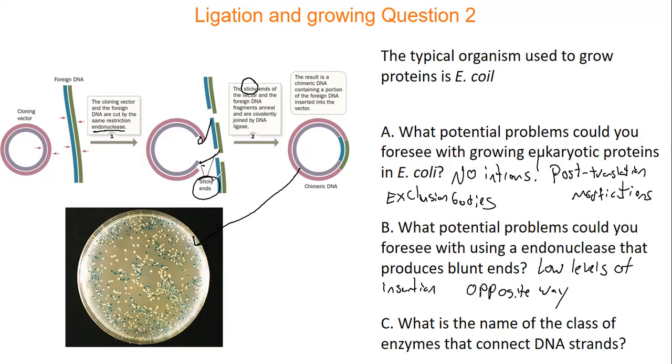In C, I talked about how the last thing we're going to do is join these DNAs. That is actually given right here. The molecule that joins DNAs together is called a ligase. So that is called ligation, where we are taking foreign DNA, cutting it, and ligating it into a vector. And the enzyme that does that is called a ligase.